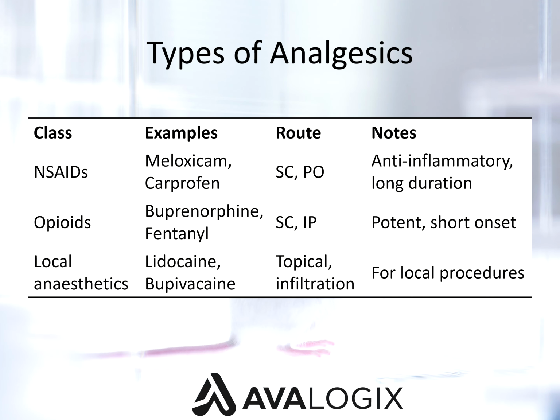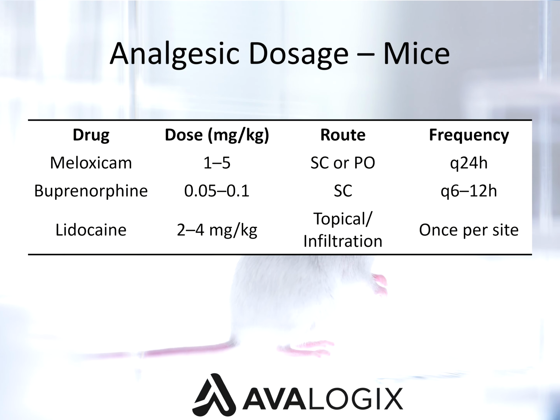When it comes to analgesics in mice and rats, we primarily use 3 classes. NSAIDs, like meloxicam and carprofen, which reduce inflammation and pain. Opioids such as buprenorphine, which are potent pain relievers but need careful dosing. And local anesthetics like lidocaine and bupivacaine, which block nerve signals at the surgical site and are ideal for minor procedures or as adjuncts.